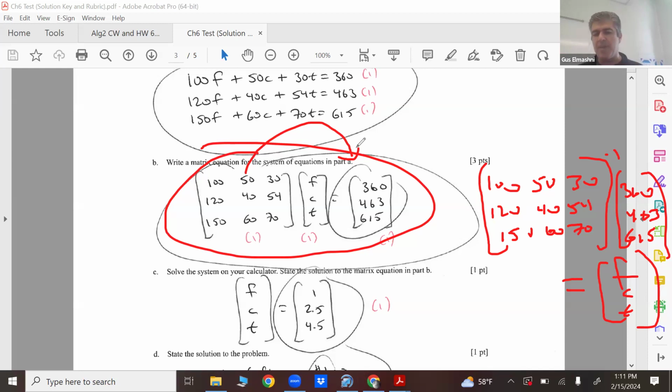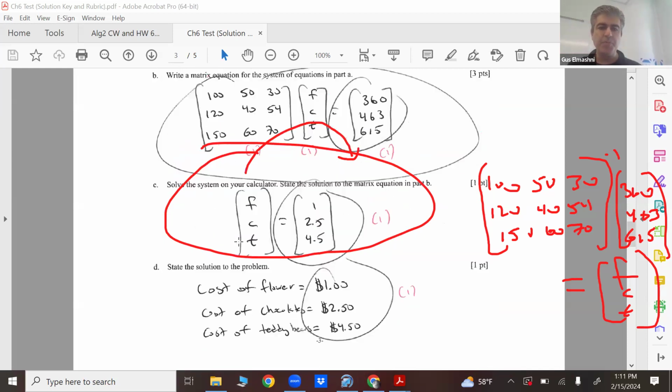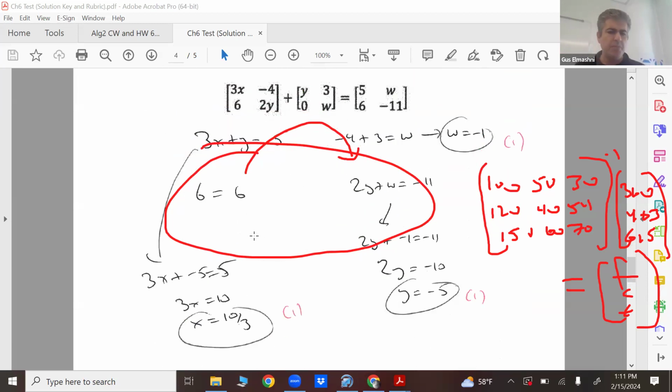So pretty much if you got the answer right, you got credit for both C and D. So anyway, that's the deal with that one. Number 4 was fine. Actually, I was really happy with this because some people struggle with these kind of problems. Those are the answers right there: 10 thirds, negative 1, and negative 5.